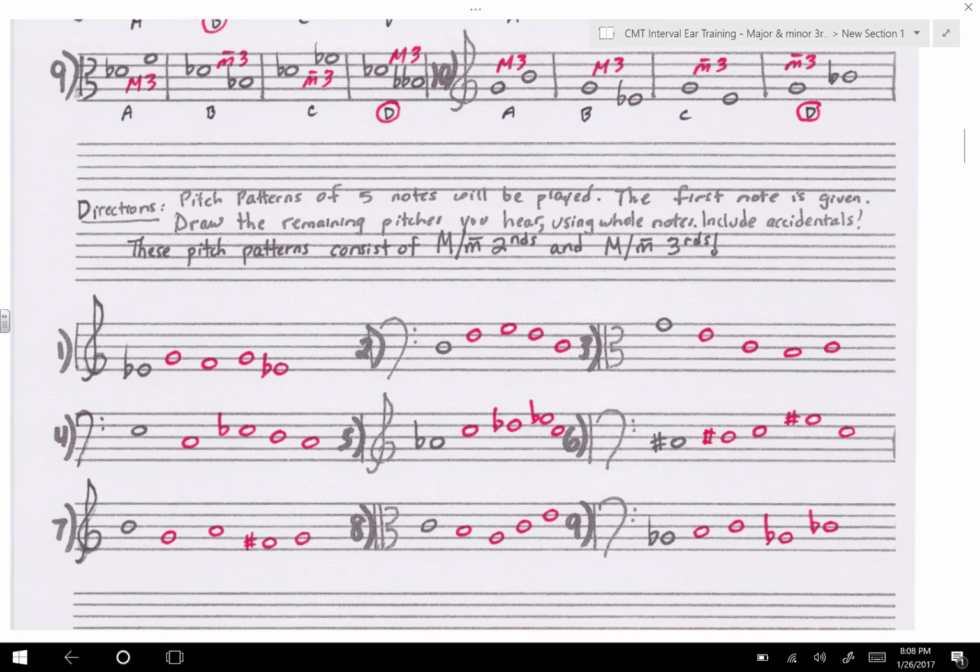Number 8, we're in alto clef, starting note as a C. Hopefully you realized right away that we're going down a minor second, and then a major second down. Perhaps you heard that 4th note as the same as the starting note, because there are 2 C's in this one. Let's listen to the whole pitch pattern.